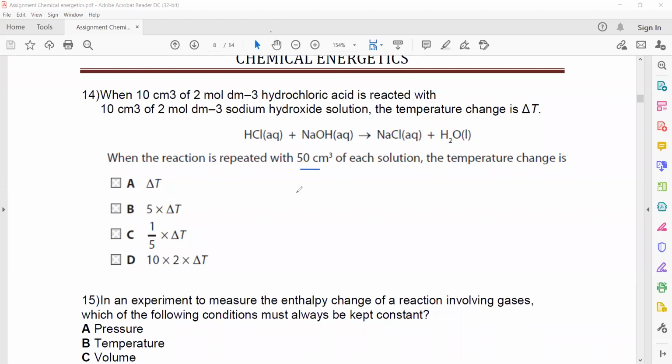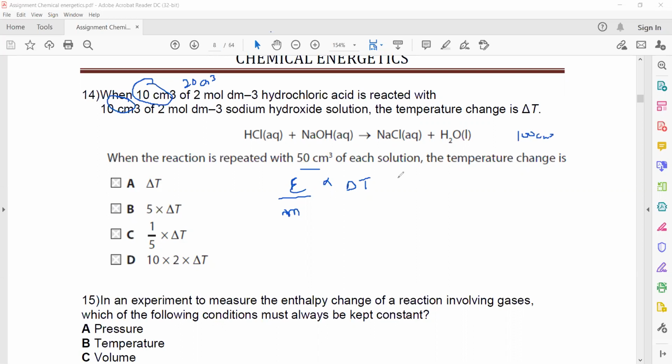So again, you have to find a relation between the energy and the temperature change, and we have E = cmΔT, or E divided by mΔT is equal to c. So temperature change is directly proportional to energy, and inversely proportional to the mass or the volume of the solution used. So what was the volume of solution used? 10 cm³ of hydrochloric acid, so originally it was 20 cm³. And now when the reaction is repeated with 50 cm³ of each solution, the total volume will be 100 cm³.